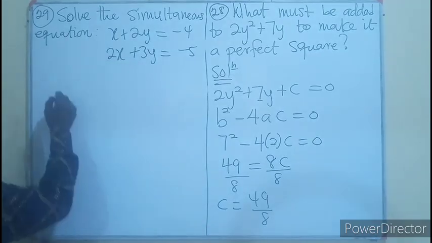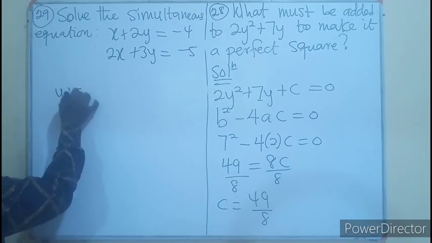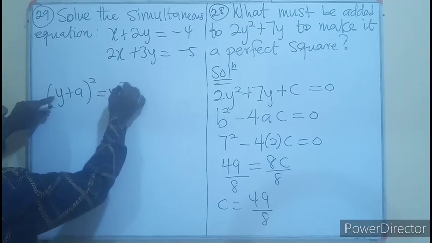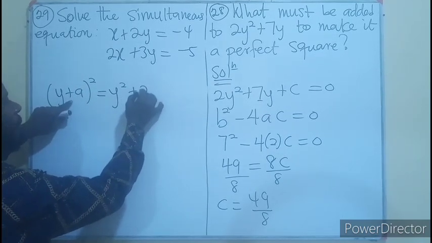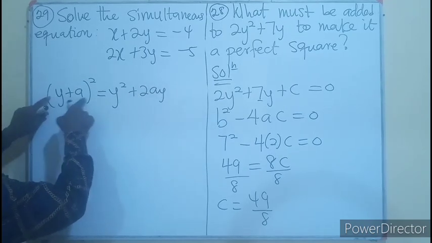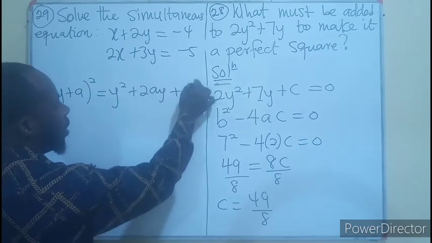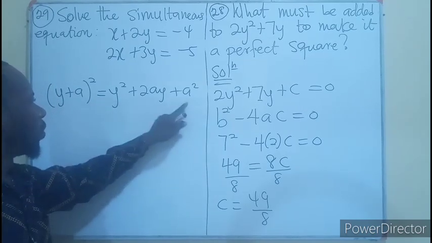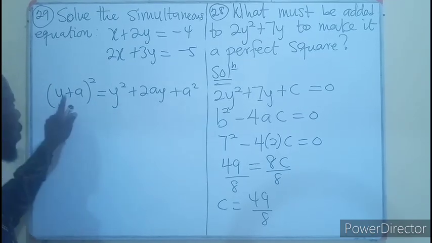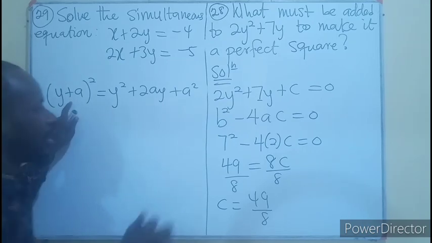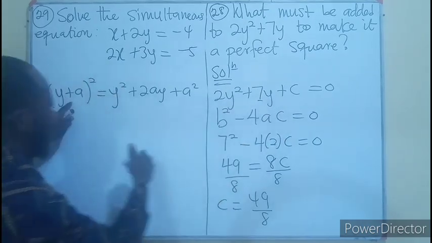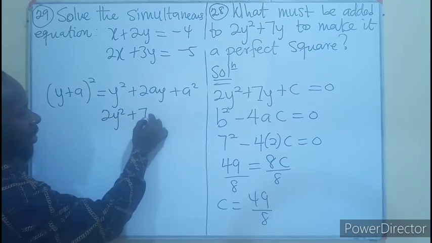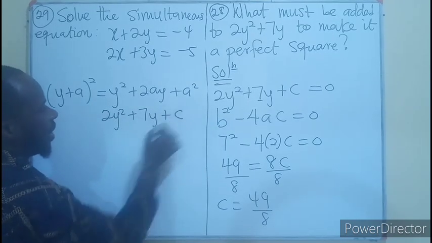Or we can also say that if I have (y plus a) all squared, which is y squared, we have 2ay, that is twice of this, plus what? A squared. This is a perfect square. So this is what we can get if we get this. Good. It means this equation, as we are seeing there, 2y squared plus 7y plus c.